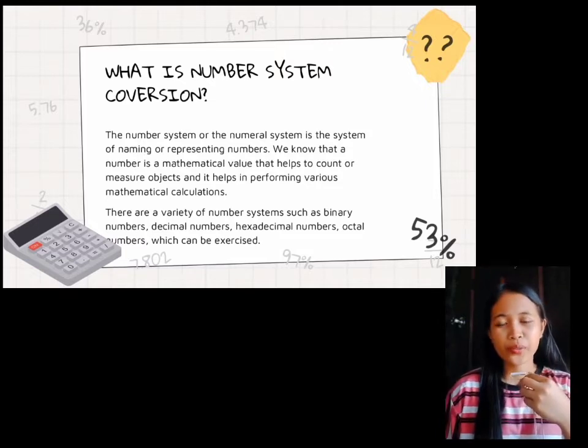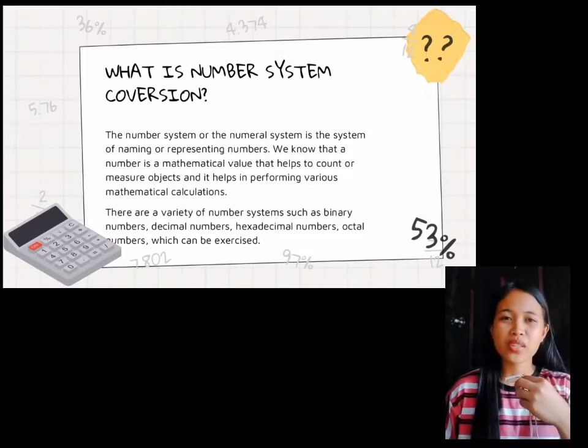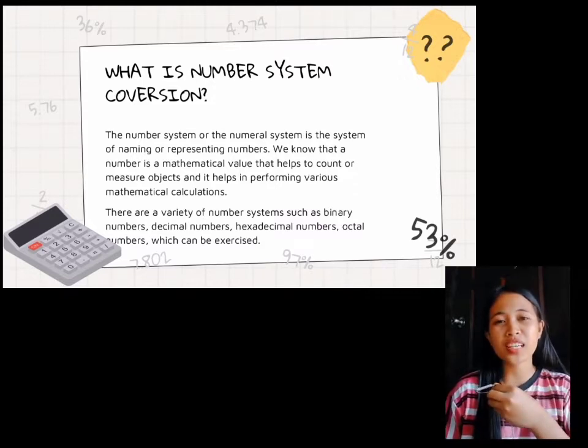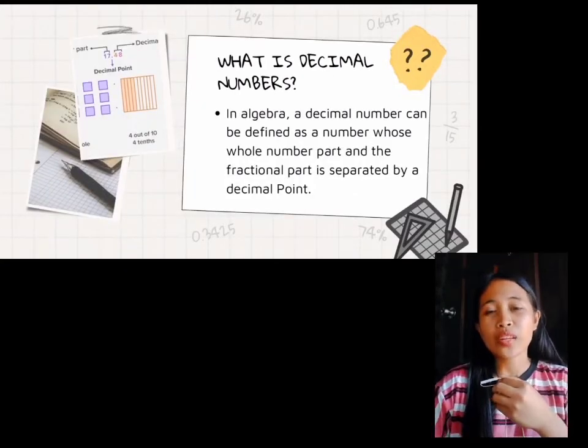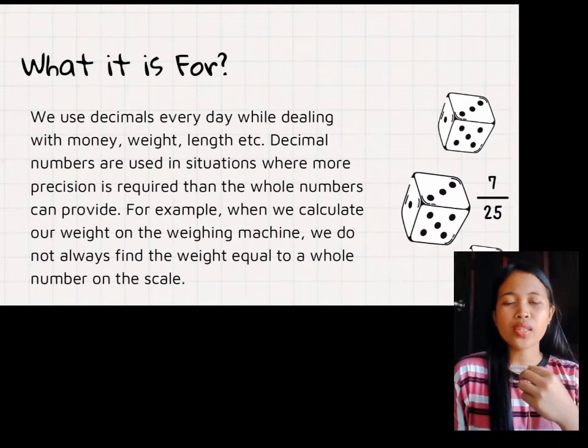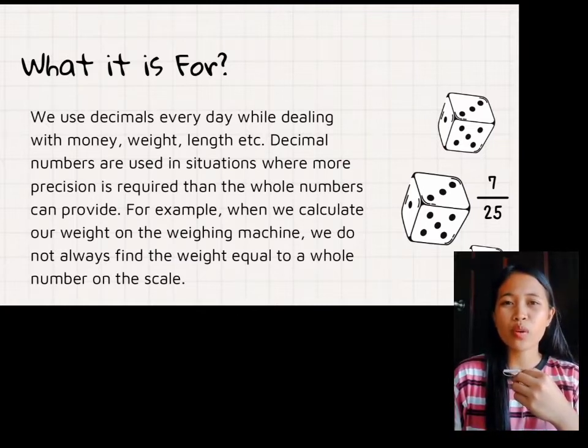There are a variety of number systems such as binary numbers, decimal numbers, hexadecimal numbers, and octal numbers. In algebra, a decimal number can be defined as a number whose whole number part and fractional part are separated by a decimal point. What is it for? We use decimals every day while dealing with money, weight, length, etc. Decimal numbers are used in situations where more precision is required than a whole number can provide. For example, when we measure our weight on a weighing machine, we do not always find the weight equal to a whole number on the scale.